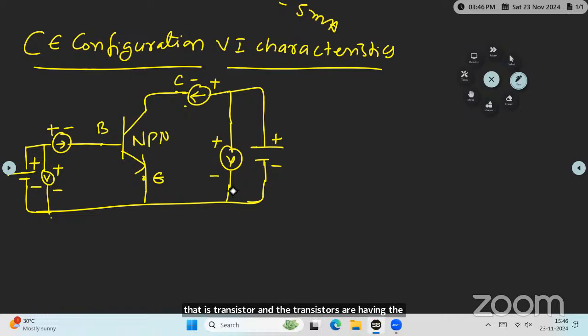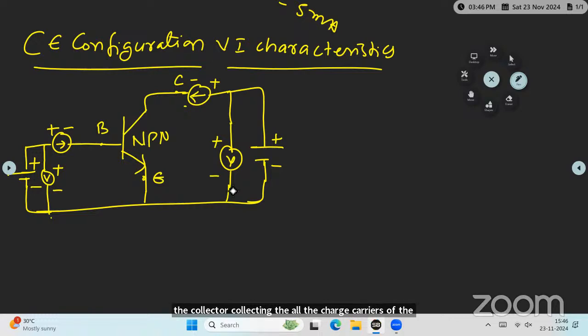Emitter, base, collector. Why are we giving these particular names? We already discussed. The emitter is emitting. Base acts like a bridge in the middle, providing connectivity from the emitter to the collector. That is, the base works as a bridge for the emitter electrons to reach the collector. So that's why the name is base. And the collector collects all the charge carriers of the emitter.